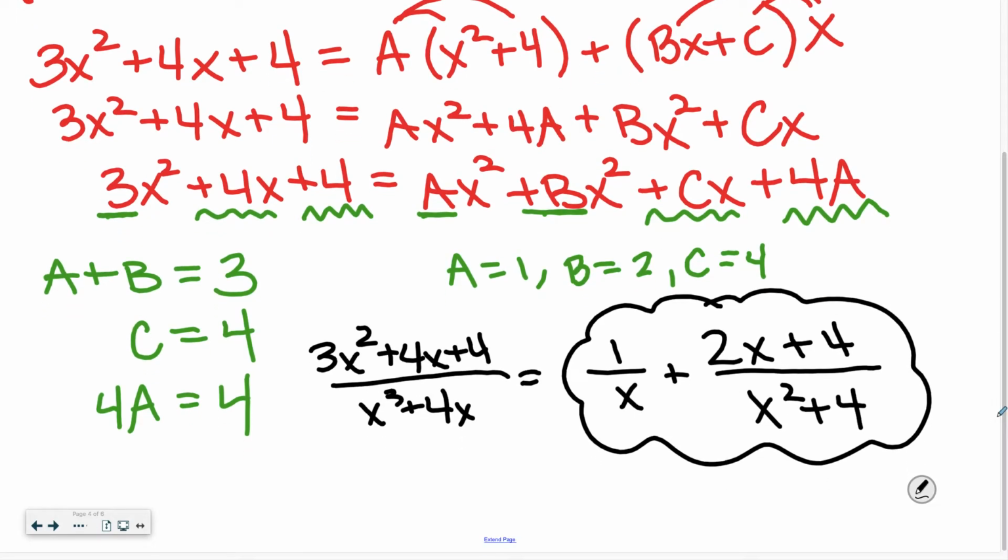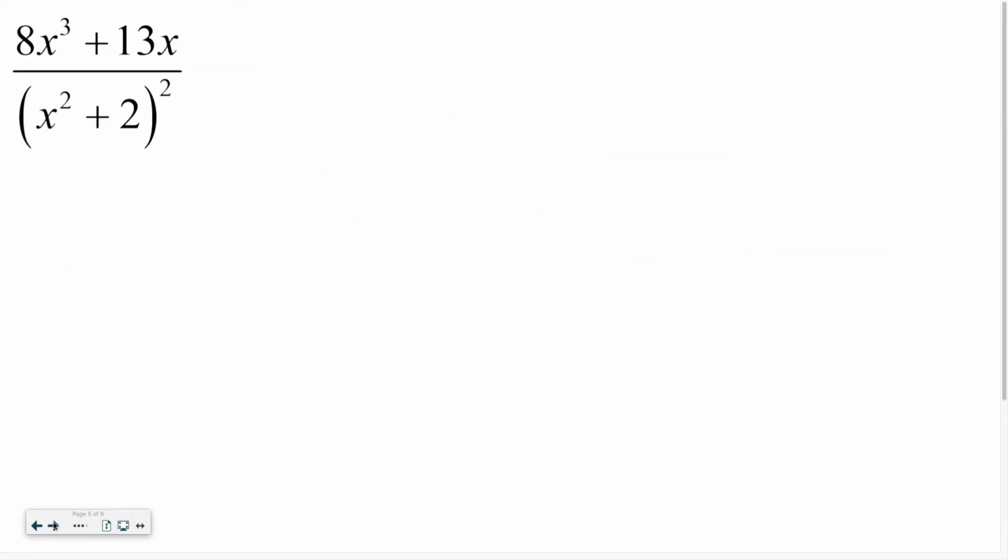So I call that comparing coefficients because we're taking the coefficients of x squared and setting them equal to the coefficients of x squared. And the coefficients of x we set equal to the coefficients of x. So we're taking those coefficients and comparing them. All right. One more example that's not going to take us long to set up, but I do want to do this last example before I send you on your way.